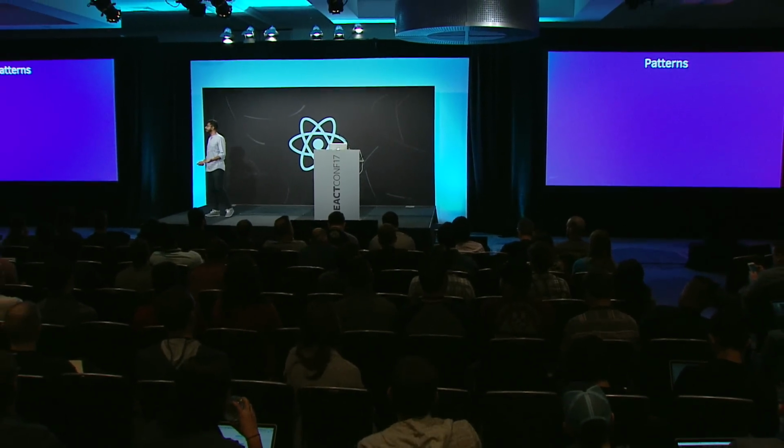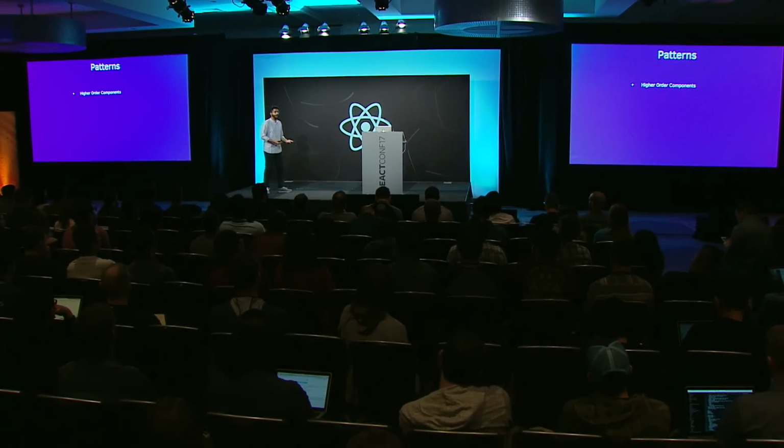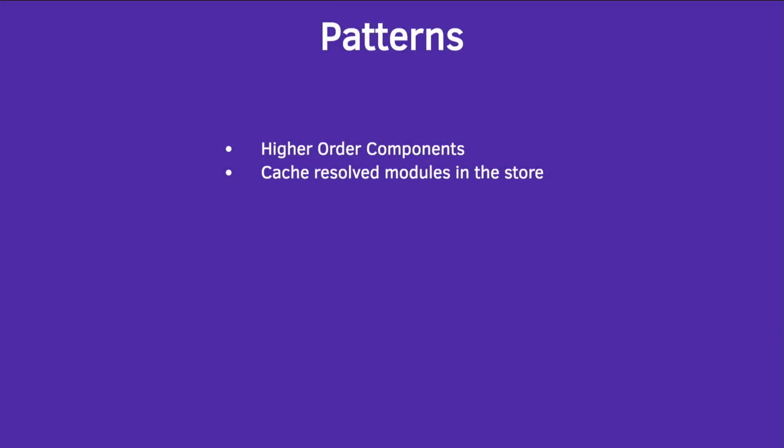So what kind of patterns does this open up for us? A few things that you need to be aware of when you're using this with React. You can use higher order components to sort of decorate that this is a lazy loaded component. Pretty straightforward, just like how you'd use it for data fetching. You'd have to figure out caching, so that you don't have jank in there. You can cache it in a store, just like how you'd do with data. You can cache it as a static on the component itself.